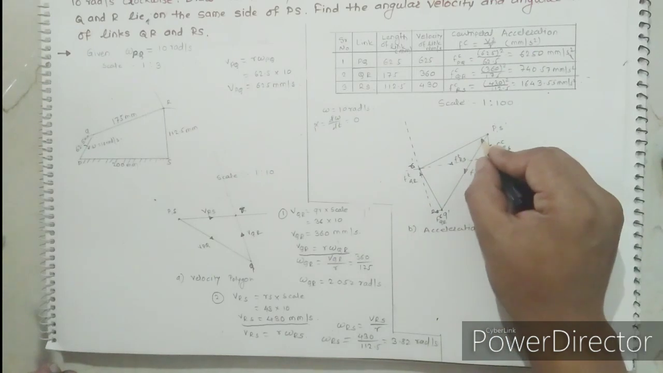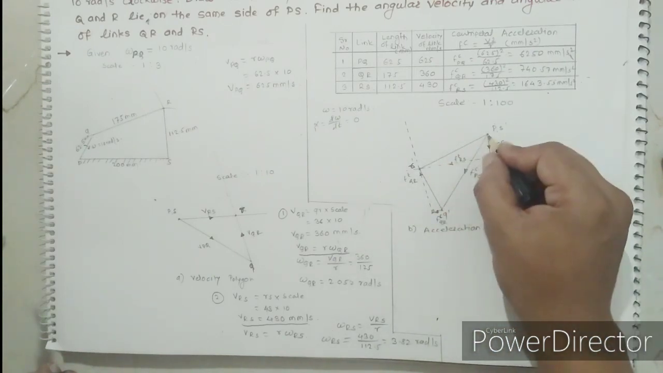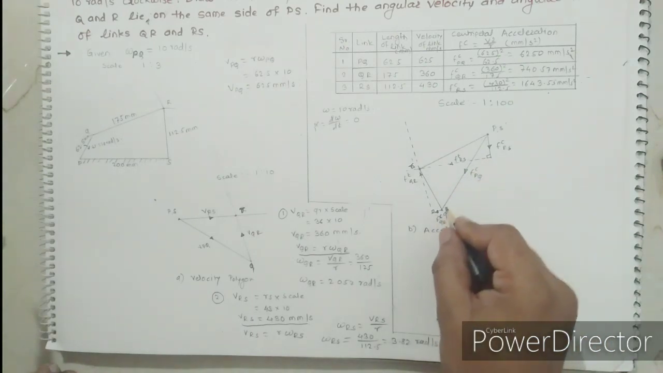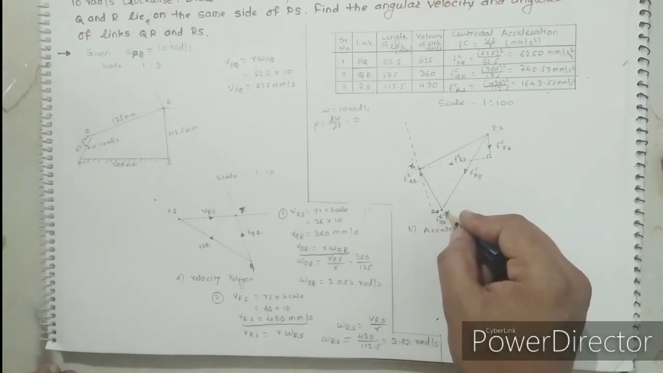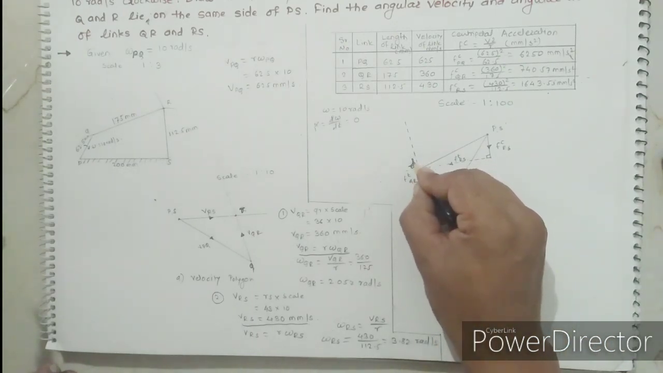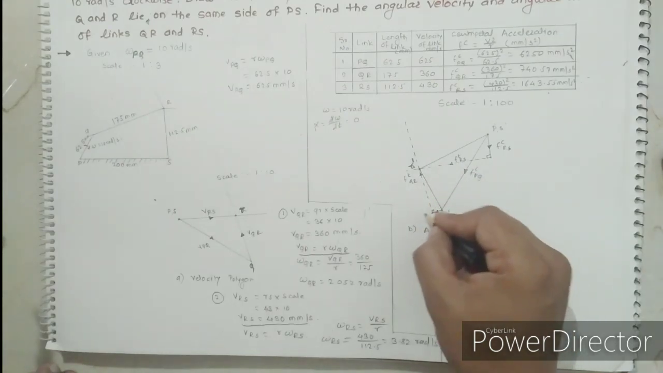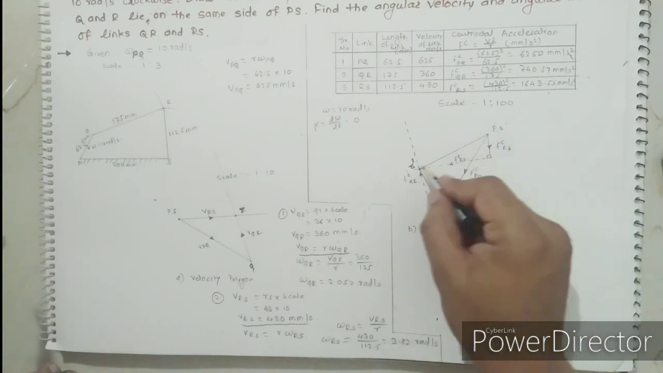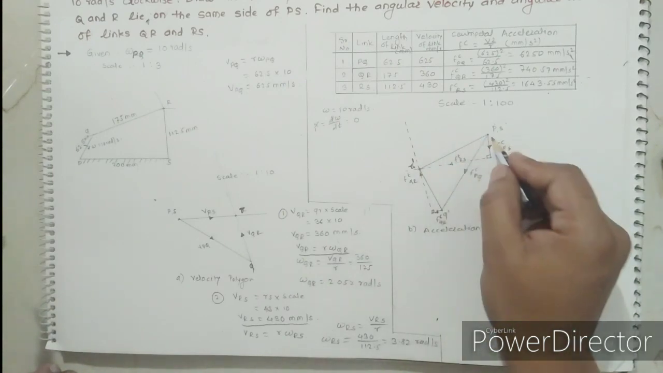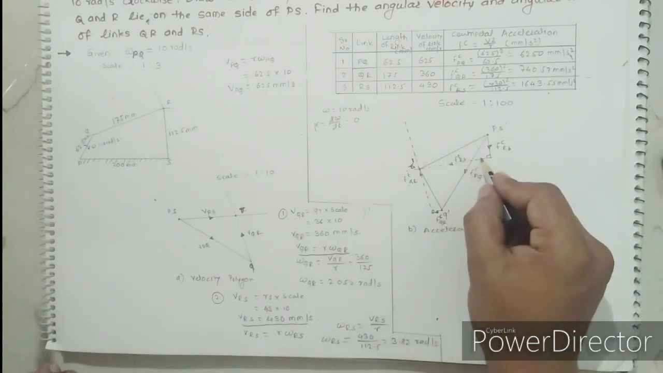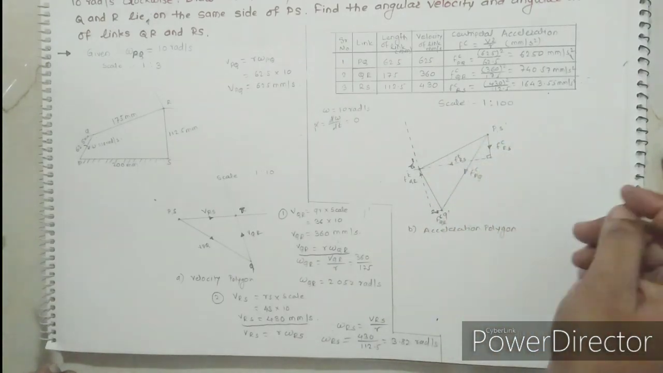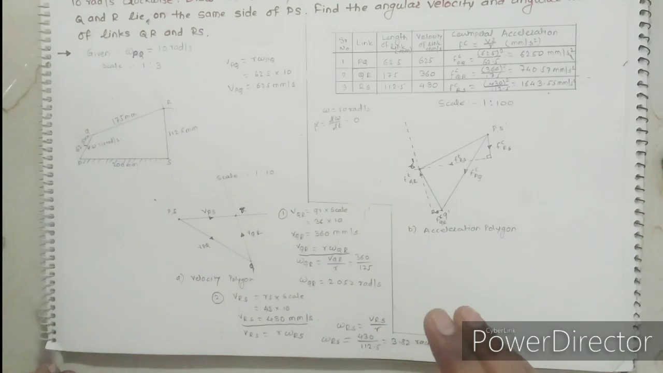Here I have joined P dash and R dash, and Q dash and R dash, because the real acceleration is Q dash R dash, which is the resultant of centripetal and tangential. Here also R dash S dash is the resultant of tangential RS and centripetal RS, which is the real acceleration. Now this is the acceleration polygon.